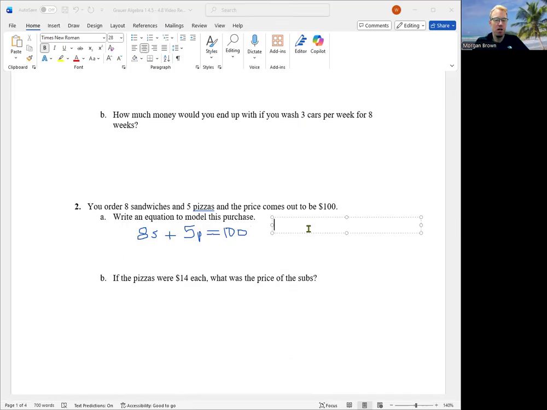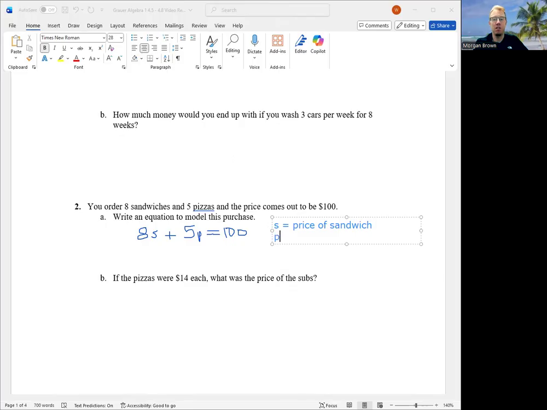I'm going to try typing, this might be faster. S is going to be the number of sandwiches. It's not the number of sandwiches. And here's how I can tell. I go back and I read, and it says, I ordered 8 sandwiches. So I know how many I ordered. That's not the variable. So the thing I don't know must be the price of a sandwich.